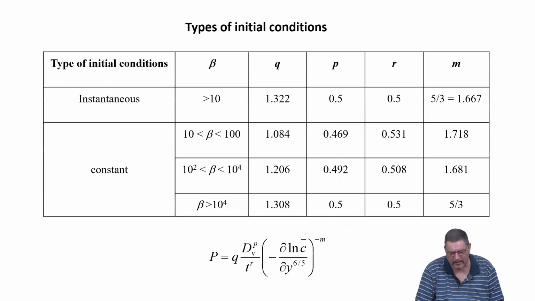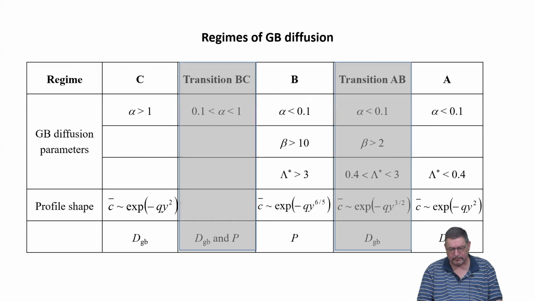And this is basically summarizing what I just said. Instantaneous and constant source have different ranges of values, and then these related parameters which go into this general description given below are then varying differently. So this is just a summary if you want to really use and apply this.